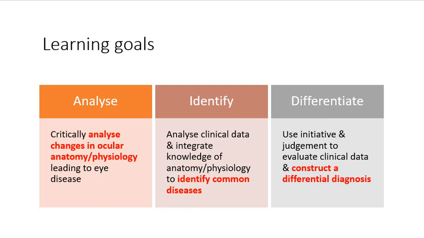When you're considering these corneal diseases, there are some learning goals that you have to always keep in mind, as with all other disorders, and they are to analyse, identify and differentiate. So think about what changes are occurring in the anatomy and physiology of the cornea as we go through each disease or disorder. Identify the common diseases that are prominent in patients, and then construct a differential diagnosis if diseases or disorders look similar to one another.